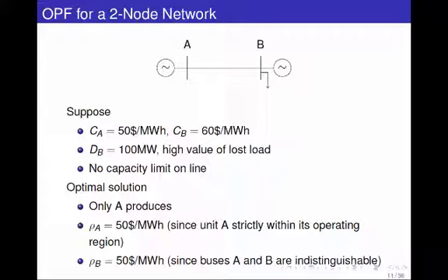Now I'm going to complicate things a bit. I'm going to now tell you that the transmission limit on the line is not infinite. So there really actually is a line now in the network.